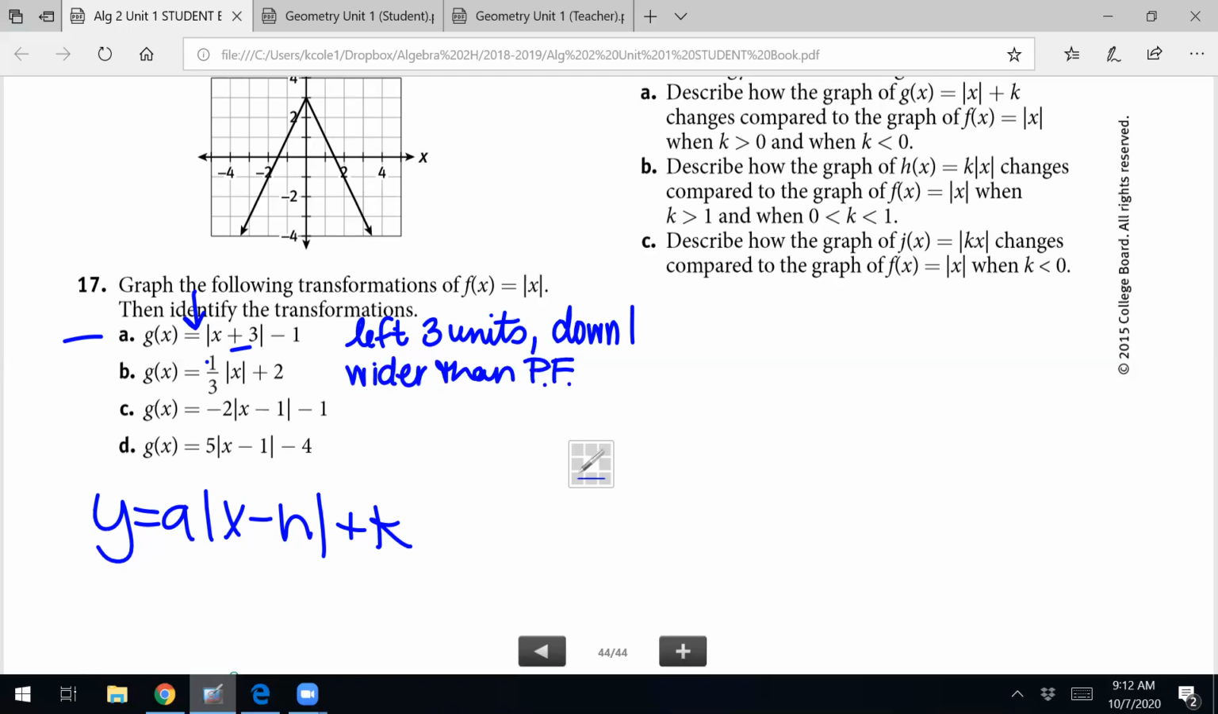Then what is plus 2, H or K? It's K because it's on the outside, okay? And K tells us if it goes up or down. So what's that going to do? It goes up 2. That's your transformation. Then we look at C. You do C and D by yourself.